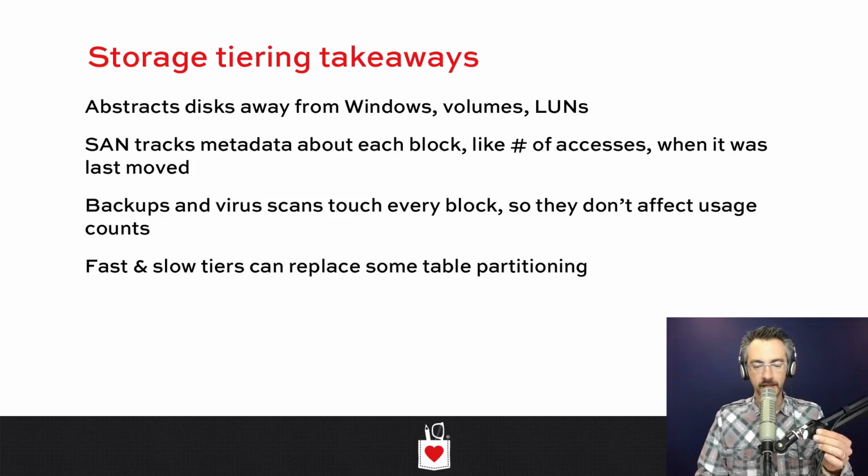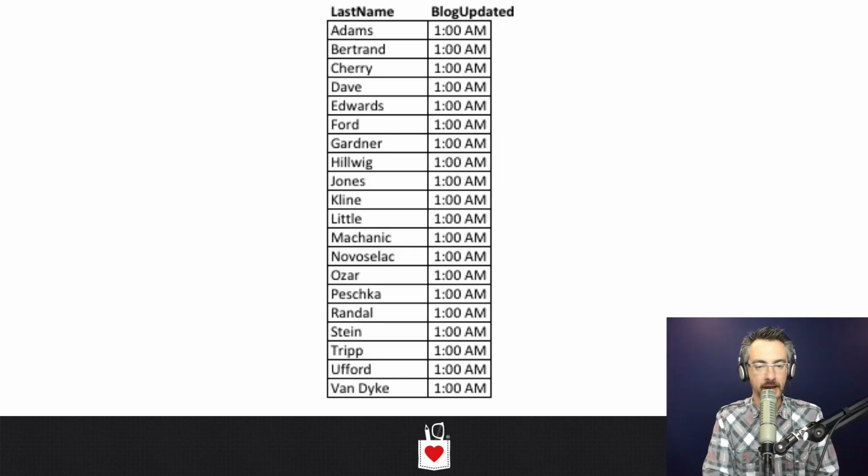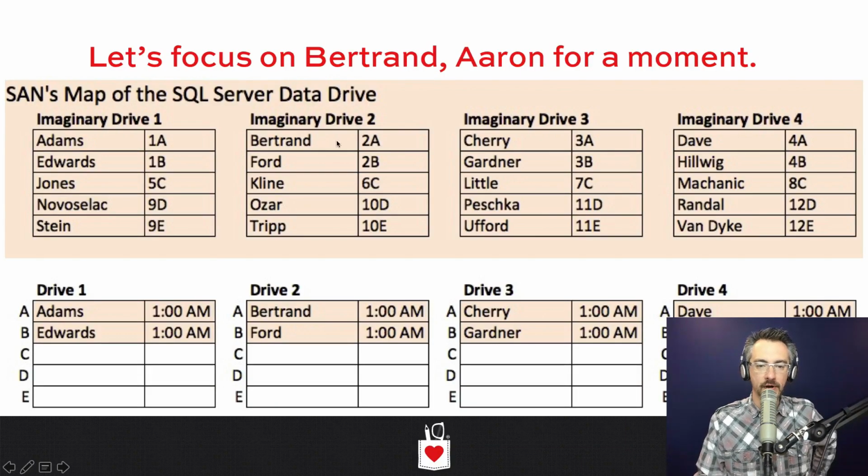So that's automated tiering, where the SAN automatically puts faster or more needy data over on solid state. The next feature is called snapshots. Now let's go back to having our map again. Say that we got our map of bloggers, and the SAN is keeping track of where all of our data lives, where Brent's data is, where Denny's data is, where Aaron Bertrand's data is. Now let's focus on Aaron Bertrand for a second.